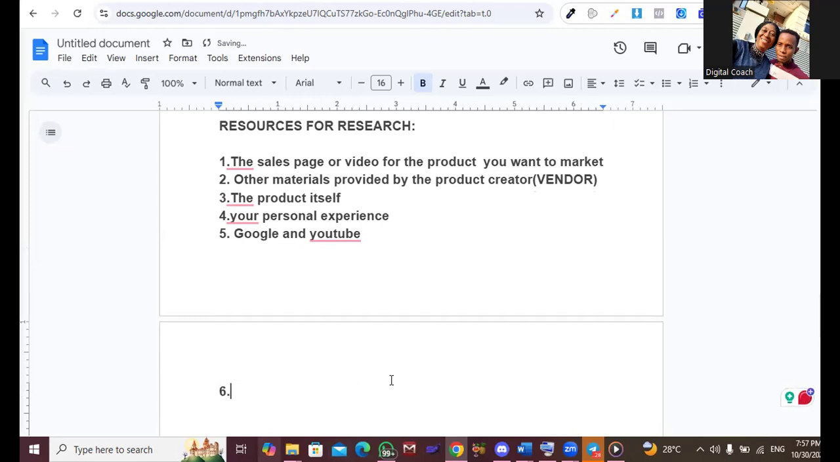You can check it out through ChatGPT. Ask it questions about the product. So these are the fundamentals you should embark on. All right. So these are the resources for research.